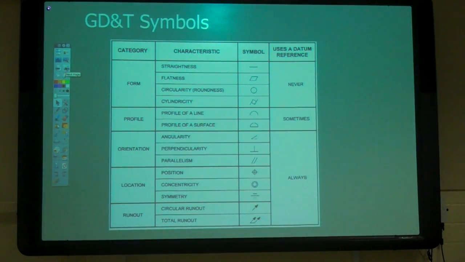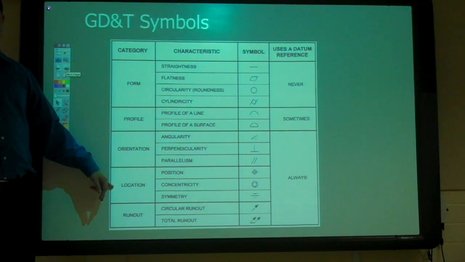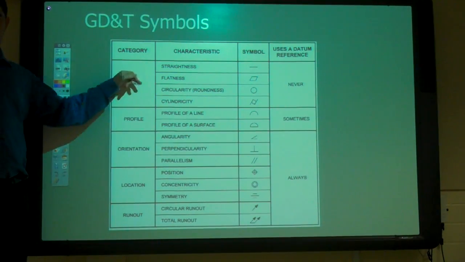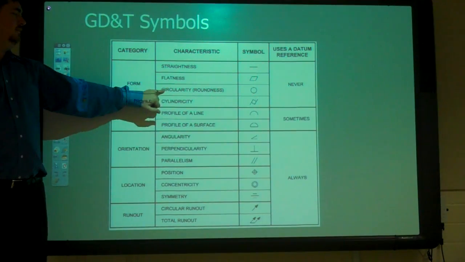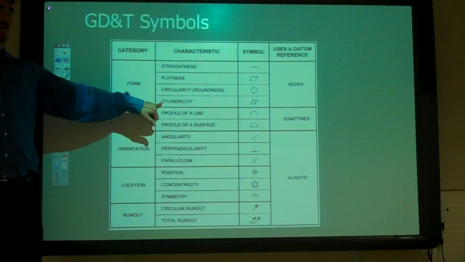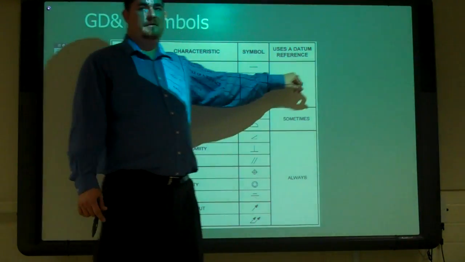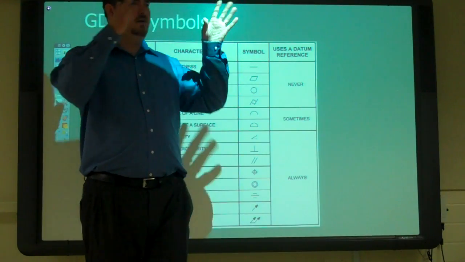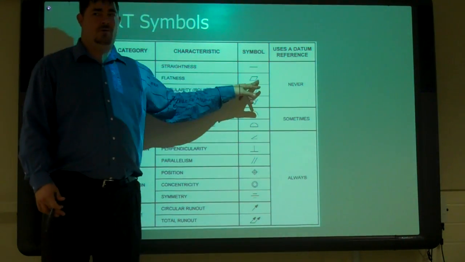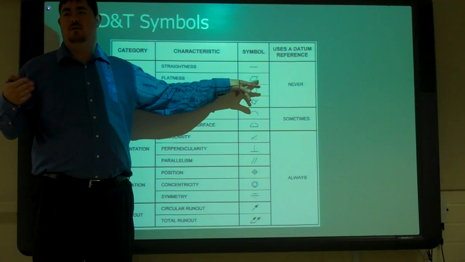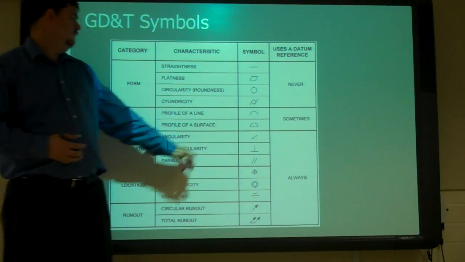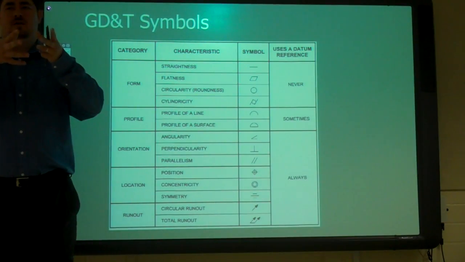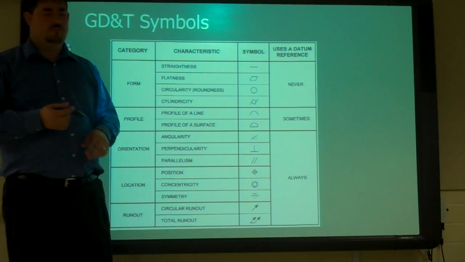So here are the GD&T symbols. We have 5 basic categories. That's not 5 basic symbols, that's 5 categories. We have the form tolerances: straightness, flatness, circularity or roundness, and cylindricity. These ones we never use a datum with. These are always talking about the thing itself. With flatness, we don't care about anything else. We care about that surface itself being flat. Straightness, we care about that piece of the surface being straight. And circularity, cylindricity, we care about that thing itself, unrelated to anything else.